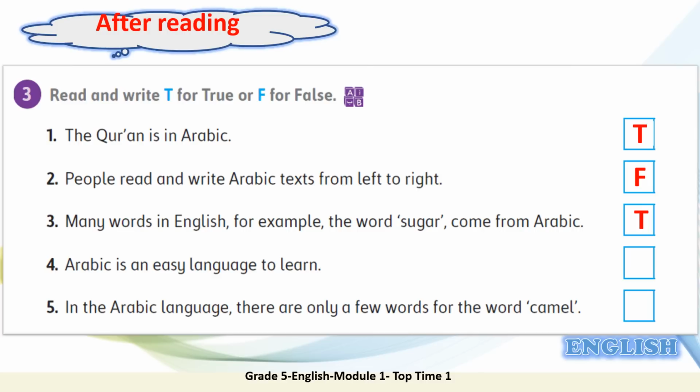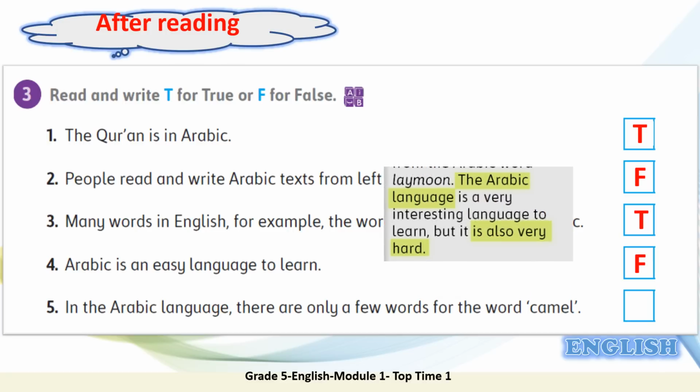Number 4. Arabic is an easy language to learn. Of course, it's false because it is a little difficult for foreigners. And also, it's written in the text. The Arabic language is a very interesting language to learn, but it is also very hard.